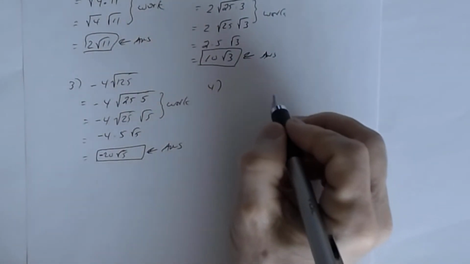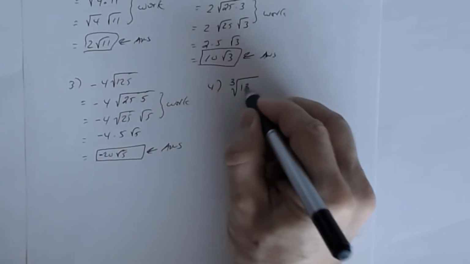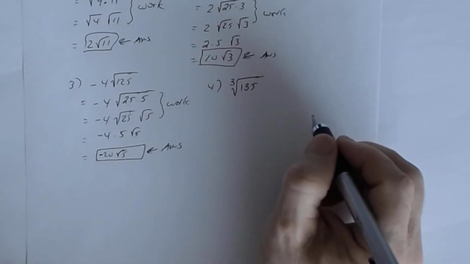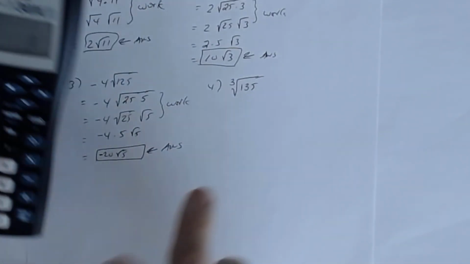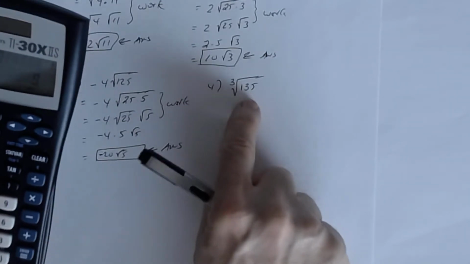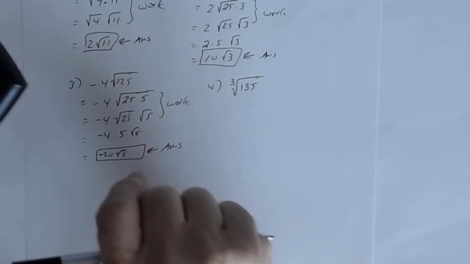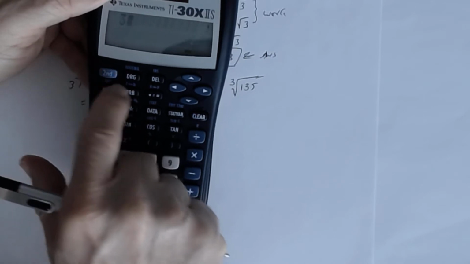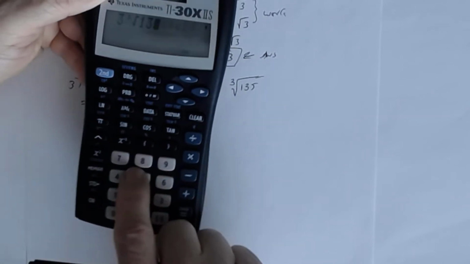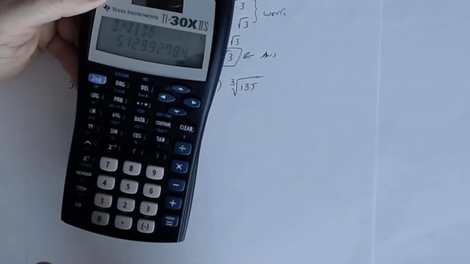Okay, number 4. You have the cube root of 135. You may say, well, I'm going to look at my calculator and see what the cube root of 135 is. Well, first of all, this time we're talking about perfect cubes, not perfect squares, because this is a cube root. Notice that when I take the cube root of 135, I get a decimal. So that means that 135 is not a perfect cube.